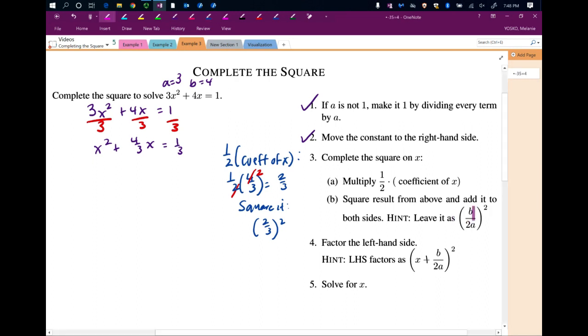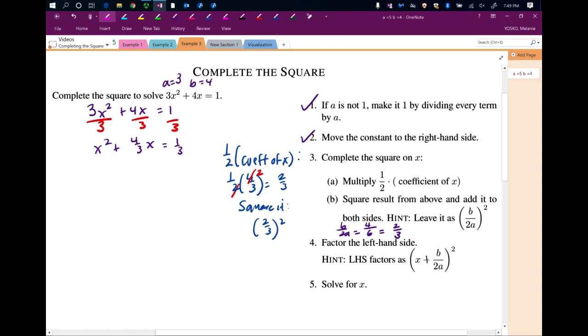Notice this says leave as b over 2a. Well, our b was 4, and then divided by 2a. So 4 divided by 6. Let's just check. b over 2a we see is 4/6. Well, divide both of those by 2 because we're going to reduce, right? 4 divided by 2 is 2. 6 divided by 2 is 3. Do you see that b over 2a is the same as 2/3 for our example?